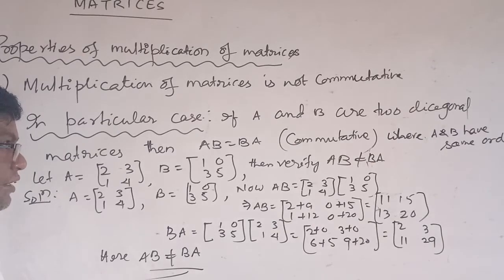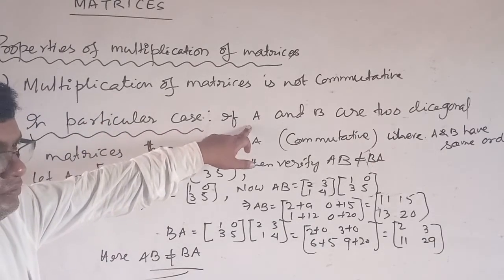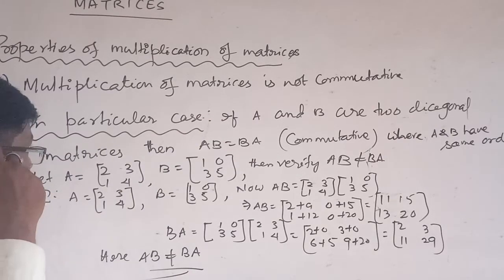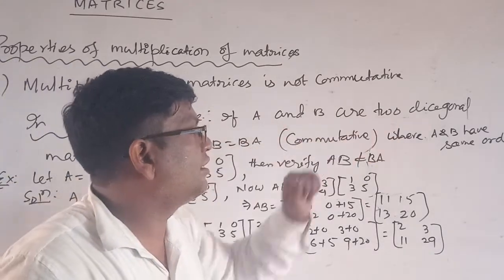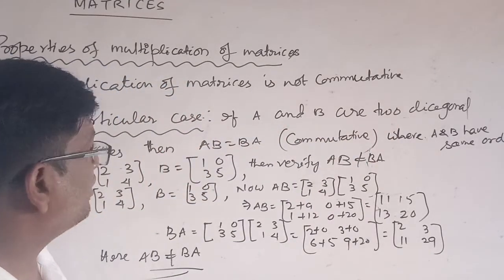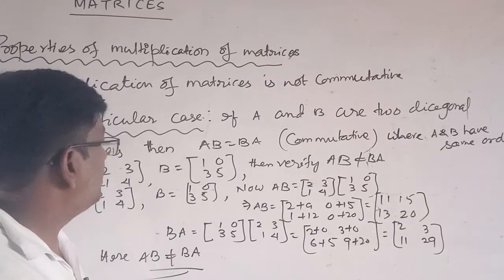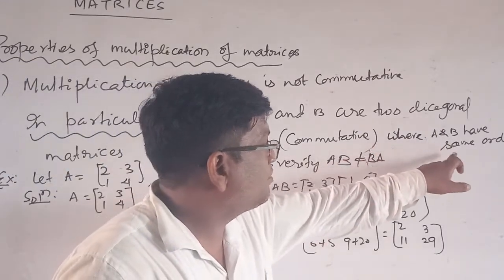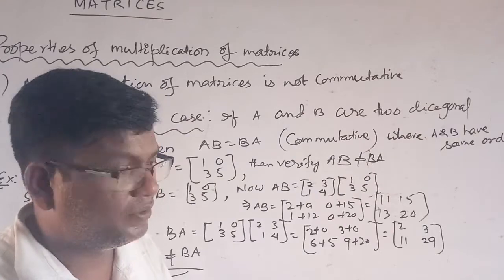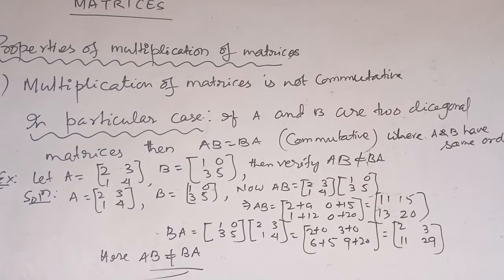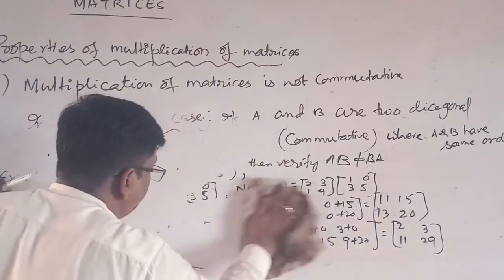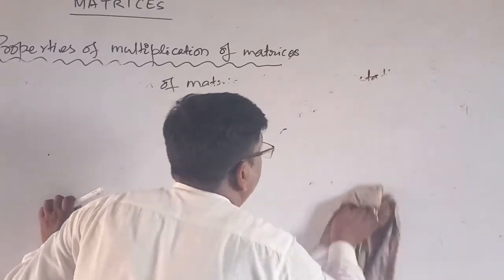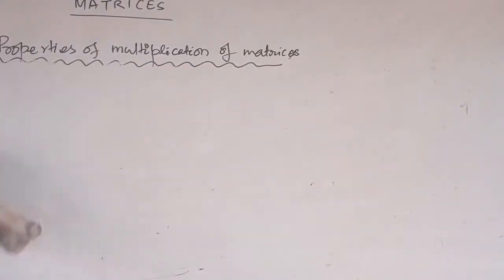If A and B have the same order and are diagonal matrices, in that case AB equal to BA. Again, repeat: if A and B are two diagonal matrices of the same order, then AB equal to BA, where A and B have the same order. This is important. Now another important example for diagonal matrices of the same order.